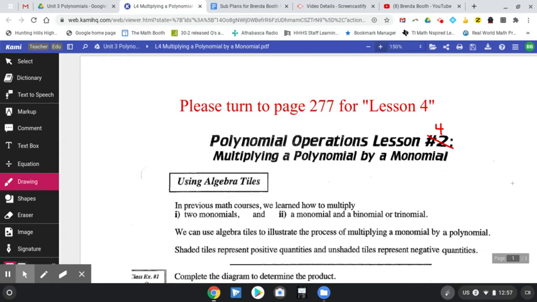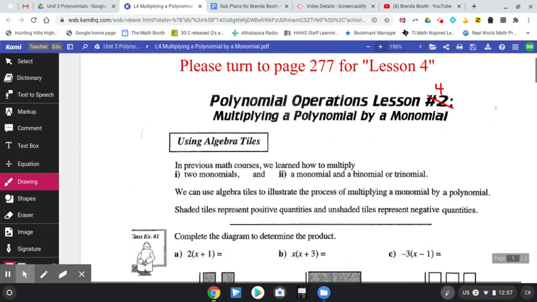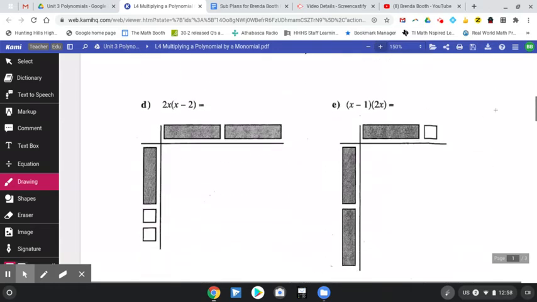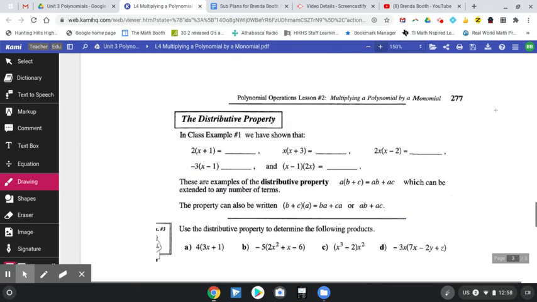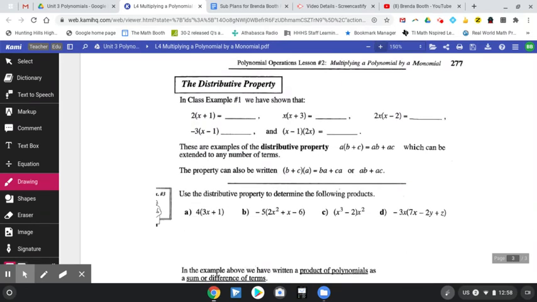Now, if I was there, I'd have a better feel for how much time we have left in class. But since I'm not really sure on that, we're going to skip this part with the algebra tiles. And we are going to go straight to this page 277. And what we're doing today is we're reviewing the distributive property, something you did in grade 9. So this should be a pretty sort of comfortable, maybe easy lesson for you.